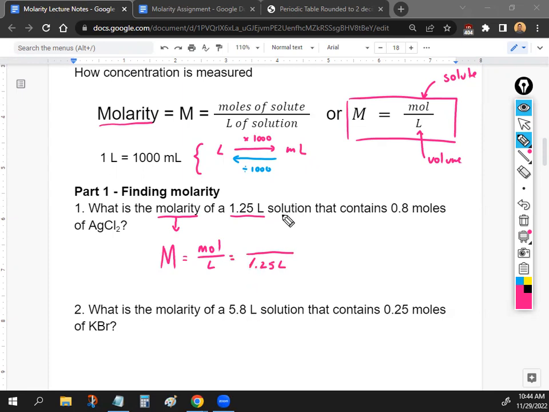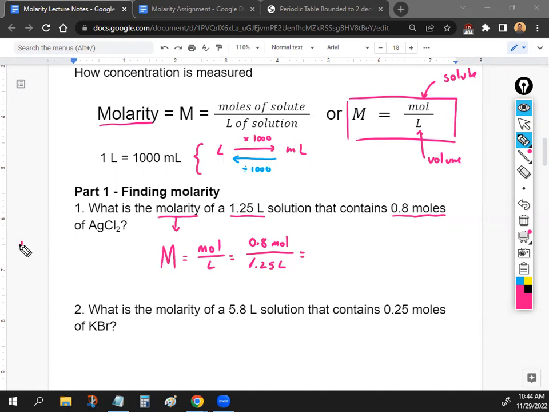It's saying that we have a 1.25 liter solution and it contains 0.8 moles of AgCl2. So we got 0.8 moles. So where should we put the moles on the fraction? Yeah, on the top. Trying to keep it as simple as I can for you. Okay, so there we go. We have our fraction, and all we got to do now is plug it into our calculator.